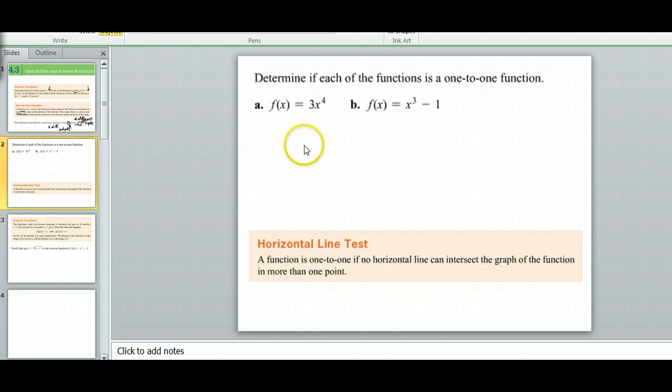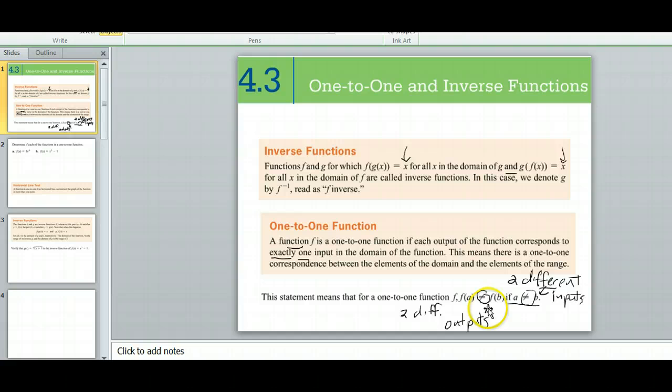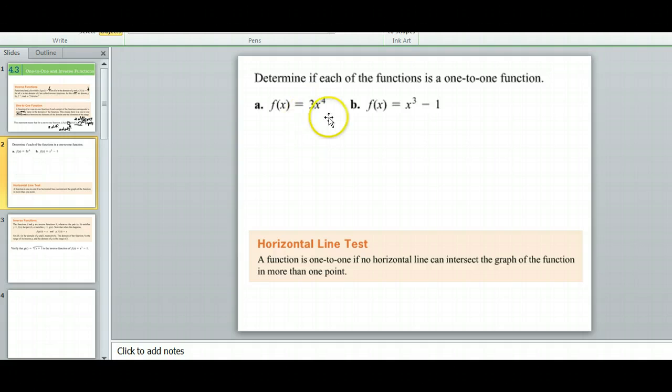Now, determine if the functions are one-to-one. You'll have to do this in some of your homework. To determine if they're one-to-one, we're basically going back to this definition: if the inputs are different, then the outputs are going to be different. Well, look at this. This has an even power on x. Because of that, if the two inputs are different, it doesn't necessarily mean that the outputs are going to be different. So for example, for part A, x equals 2 and x equals -2 are different inputs.